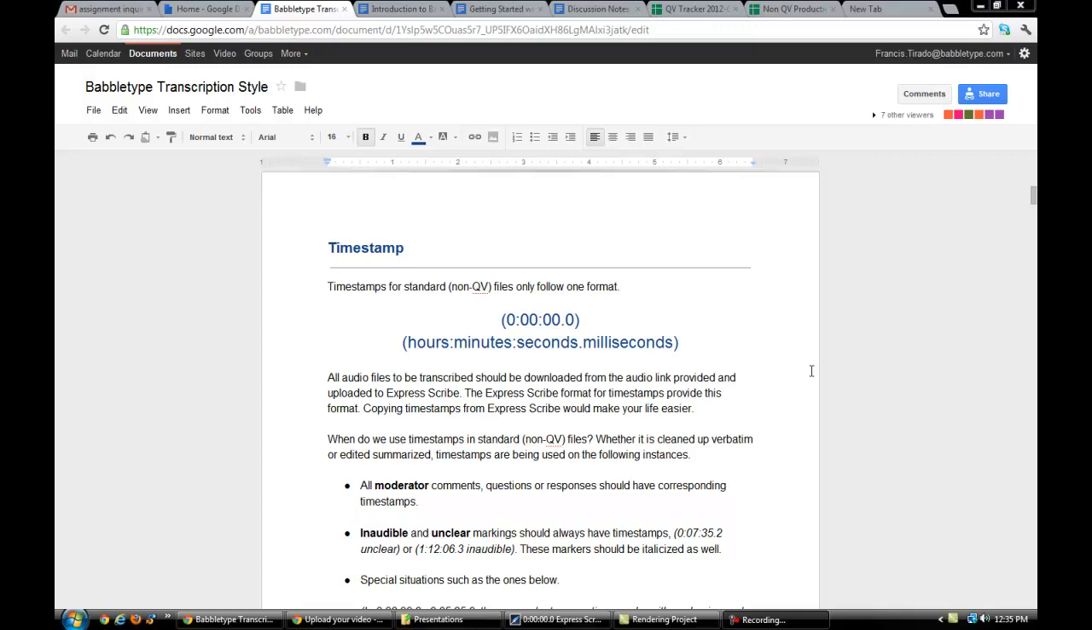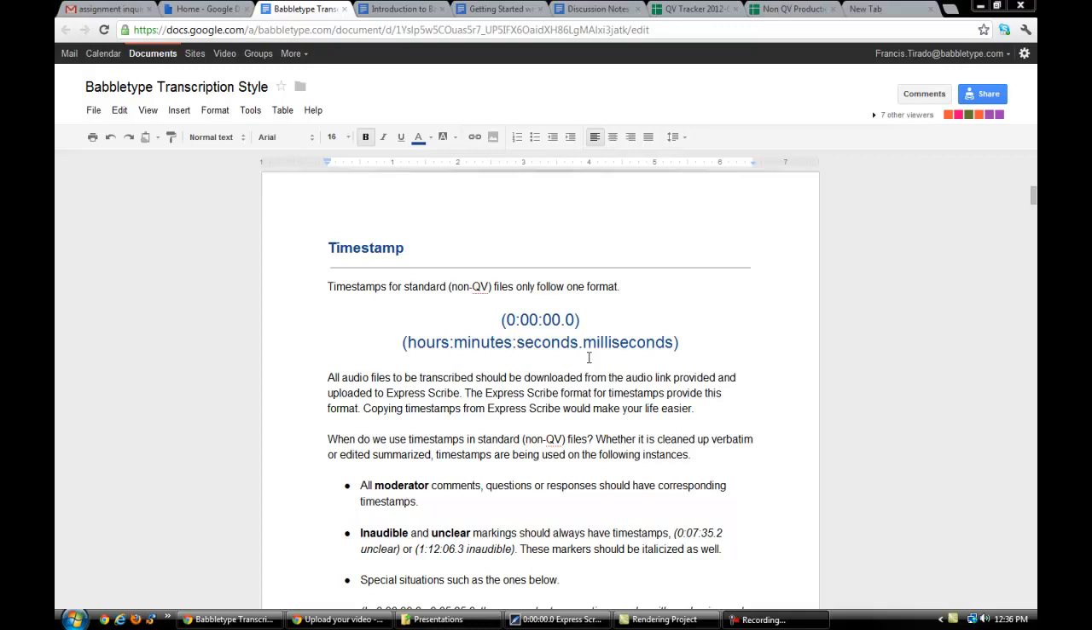Now, for the standard non-QV files, we always follow this timestamp format: the hours, the minutes with two zeros, and of course the seconds and milliseconds. So take note, it's a period and not a colon. So 0 colon 00 for the minutes, colon 00 and a period, and lastly another 0 for the millisecond. This is the timestamp format. If you notice, this is also the format followed by Express Scribe. This applies only to non-QV files.